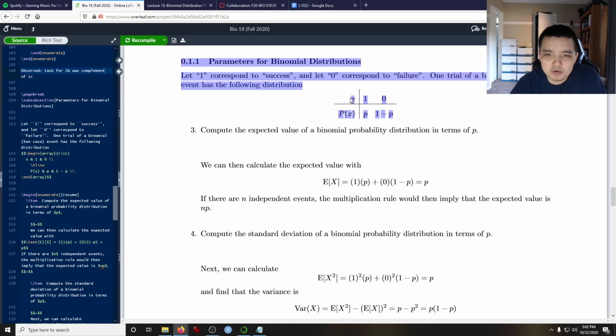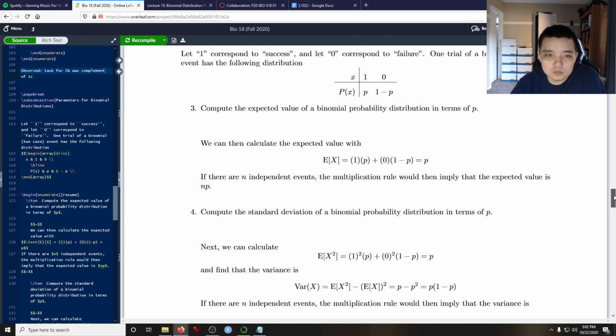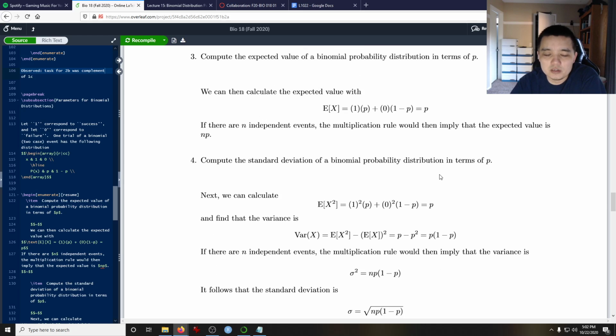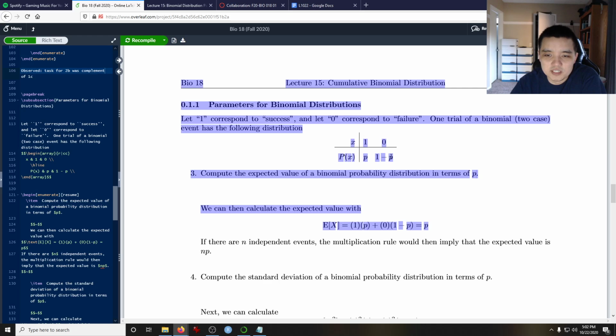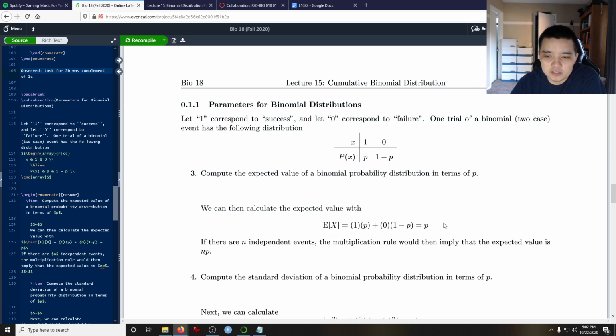Since we have a probability distribution table, we could run through the calculations of expected value, the notion that we looked at a few sections ago. And it turns out that the expected value in this setting with this table brings us right back to the letter p. And if there happen to be n events that are independent, then the result will be n times p. I'll show this in the next example.